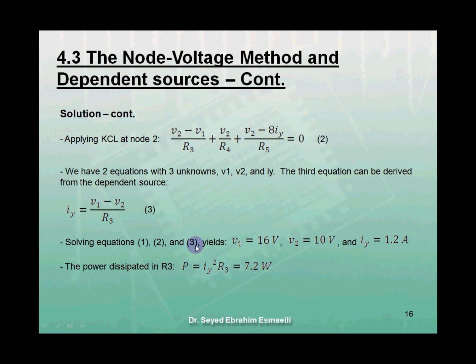Solving these equations yields V1 equals 16 volts, V2 equals 10 volts, and IY equals 1.2 amps. The power dissipated in R3 is given by P equals IY squared times R3 equals 7.2 watts.